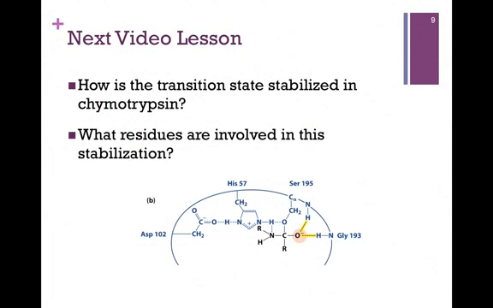In our next lesson we want to look at how chymotrypsin is able to stabilize these transition state intermediates, those carbonyl carbon tetrahedral intermediates. And we'll see the residues that are involved in that stabilization.